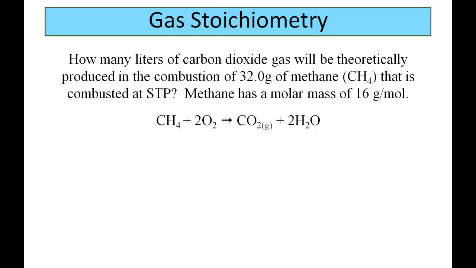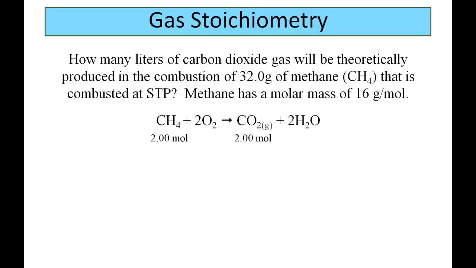The first thing we want to do is find those moles of methane, because we have 32 grams of methane with a molar mass of 16. We take the mass of methane divided by its molar mass, and we get 2.00 moles of methane. Now, looking at the stoichiometric ratio of methane to carbon dioxide, since that's what we're trying to find, it is a 1-to-1 ratio. So if we have 2.00 moles of methane, we should theoretically produce 2.00 moles of carbon dioxide.